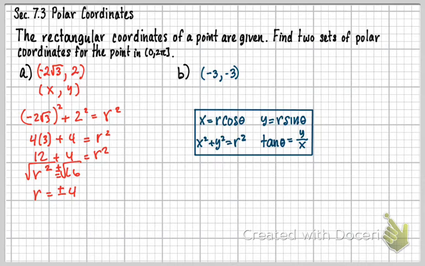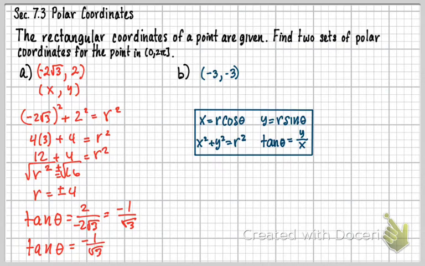Now we need to do the same thing with the other equation and plug things in. So tan of theta equals 2 over negative 2 square root of 3. It's y over x. When I simplify this, it's really negative 1 over square root of 3. So I'm really looking for the theta where, when I plug it into tan, I get negative 1 over square root of 3.